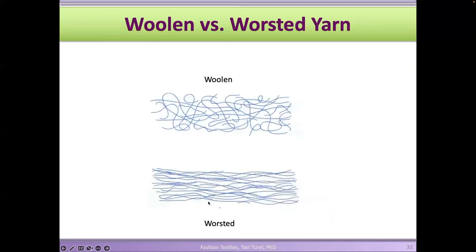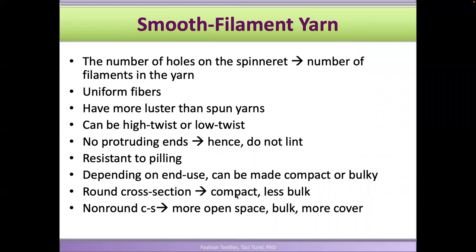This is the difference when you look at a woolen versus worsted yarn. You can see that woolen yarn has all these loose arrangement of fibers, but in worsted, the fibers are more parallel, so it is a much stronger yarn. It's easier to break this yarn versus that yarn. Filament yarns are more uniform because they're manufactured and the holes on the spinneret determine what the size is going to be. But spun yarns of natural fibers, you can't really control the fiber diameter. So they come in different sizes and diameters depending on the production.